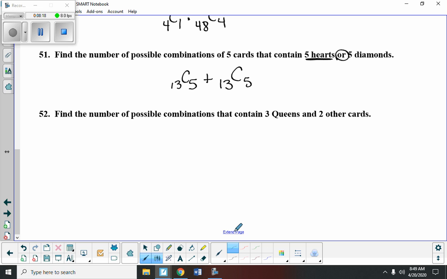Okay, here's another one. Find the number of possible combinations that contain 3 queens and 2 other cards. Okay, so how many queens are there altogether? There are 4, and you want to choose 3. So we have to look at all the ways that you could choose 3 if there are 4 possibilities. All right, and "and" means times, and you want 2 other cards. So how many cards are not queens? Well, there are 48, and you're going to choose 2. So if you type that in your calculator, that would give you your total sample space for your total possible outcomes.